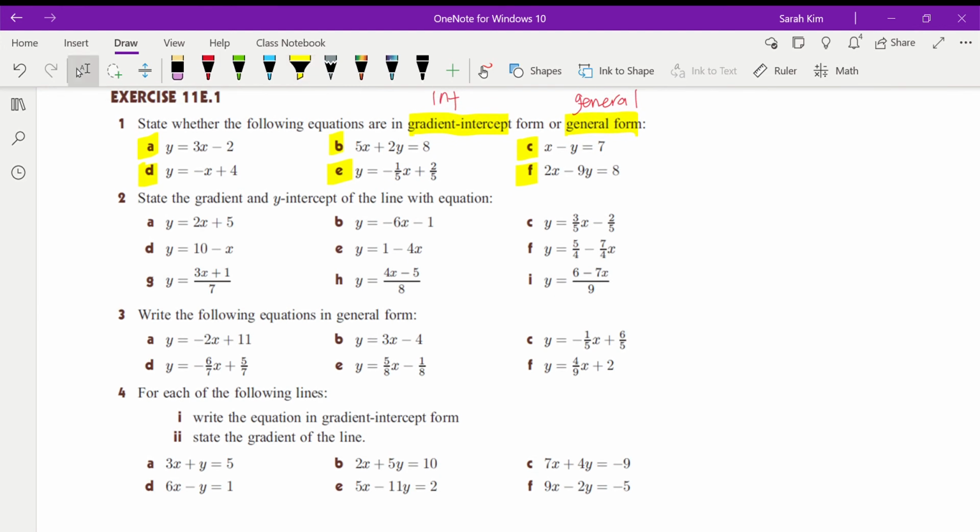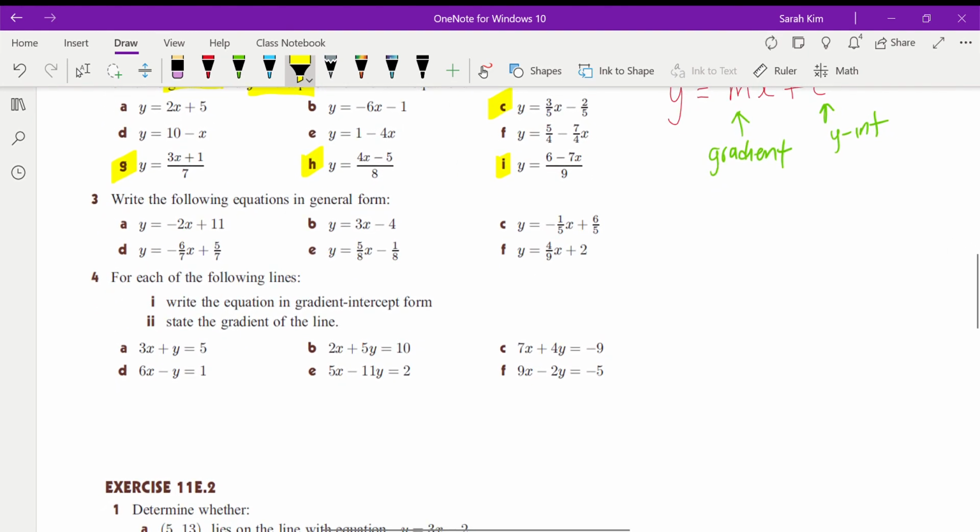Hopefully that makes sense. Question 2, state the gradient and the y-intercept of a line with equations. So basically that is talking about my y-intercept form. Alright, the gradient intercept form. I need to make it in that form and be able to figure out what my m, the gradient, is, and my c, just the number, which is the y-intercept. So you need to be able to do all of them. I'll just pick a couple for you. So do these ones. Here we go.